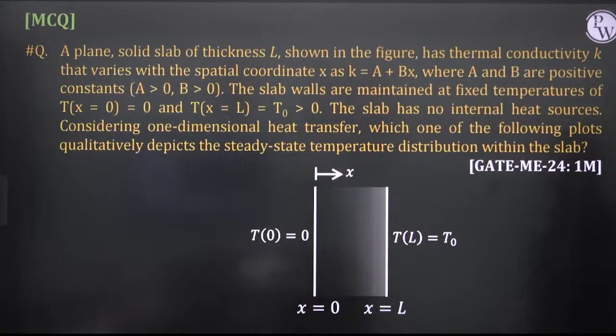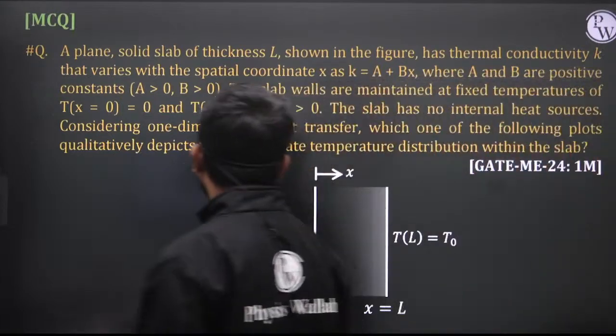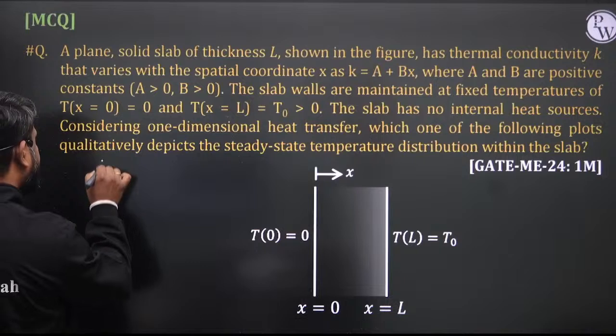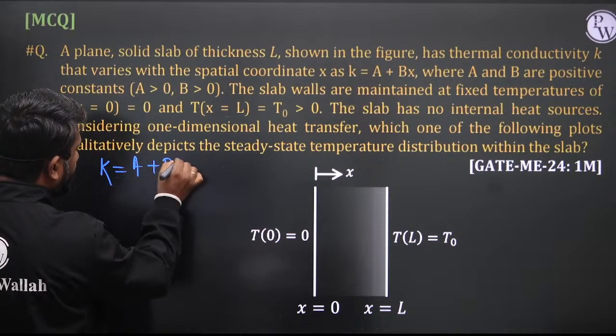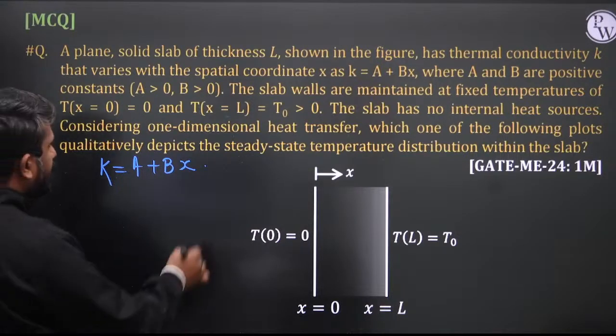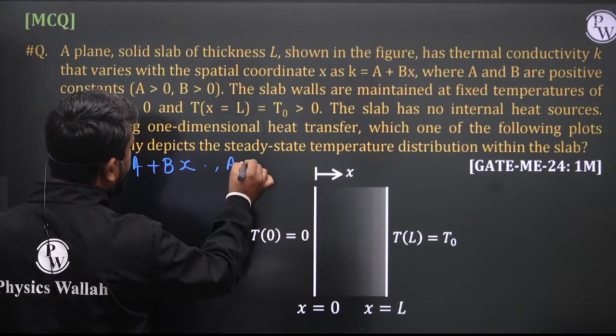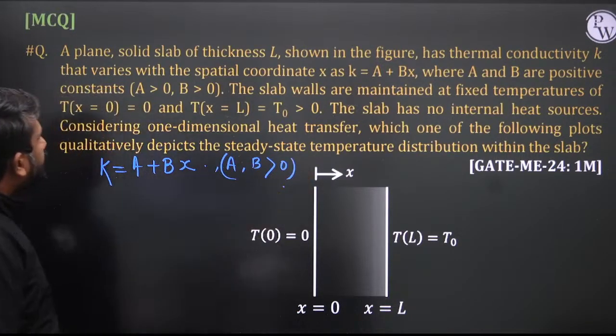A plain solid slab of thickness L shown in the figure has thermal conductivity K that varies with spatial coordinate x as K is equal to A plus Bx. So thermal conductivity is not constant in this problem. Thermal conductivity variation is given, K is equal to A plus Bx. A and B are positive constants, A, B greater than 0.